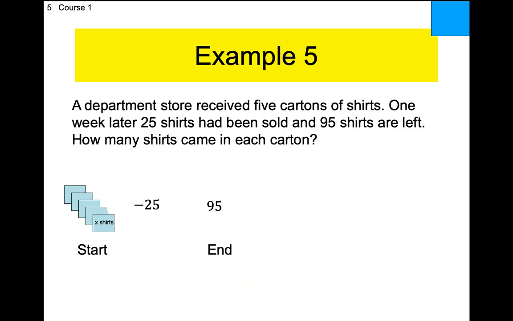And then read what's left. How many shirts, in our picture? So this was 5X. And then there's 95. 5X, just read what it says. 5X minus 25 equals 95. That's my equation. Yay. When you get comfortable with doing this, it's no big deal.